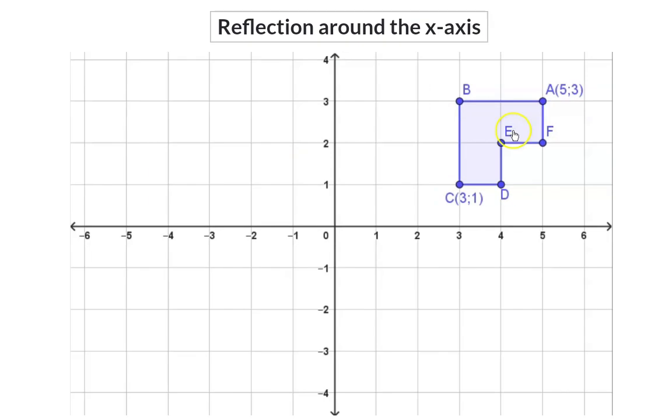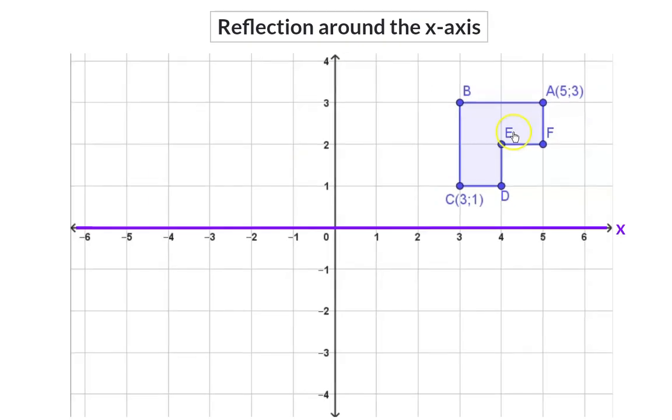Next, let's have a look at what happens to a reflection around the x-axis. If we reflect this same shape around the x-axis, the image will lie below the x-axis. The coordinates of point A were 5, 3, and that has now changed to 5 and -3. So for a reflection around the x-axis, the x-coordinate does not change, but the sign of the y-coordinate changes.